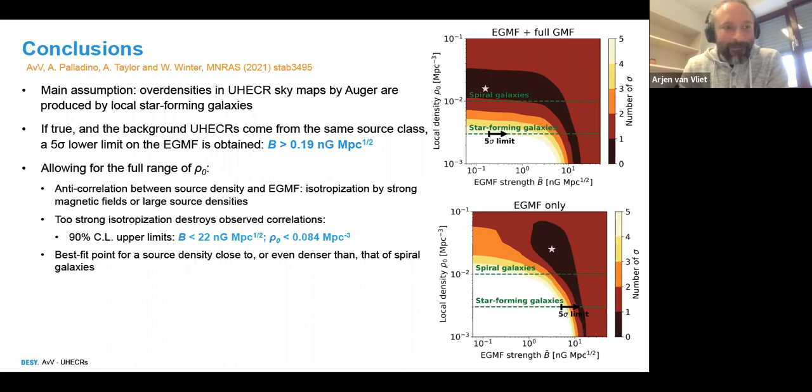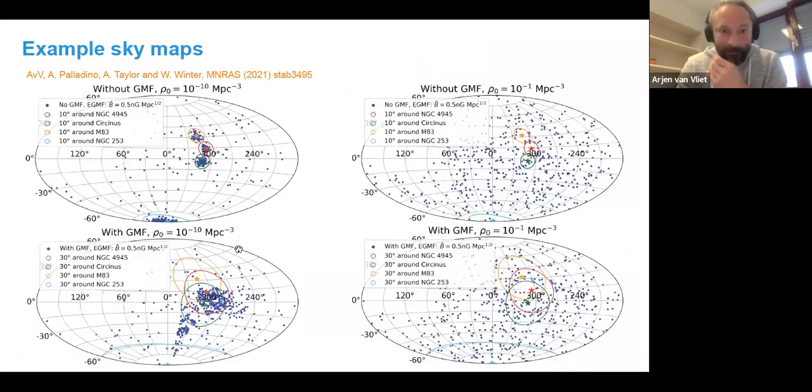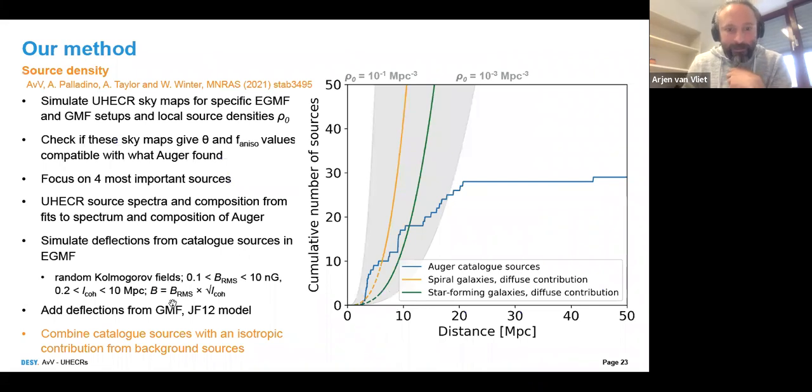Arjen, we have a question. Yeah, go ahead. So it's me again. What are these strange units about this magnetic field? What is this, megaparsec to the power half? Yeah, this I skipped over here.